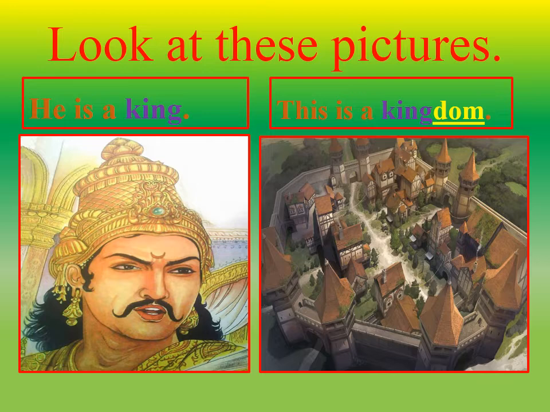Now look at these pictures. The first one says, he is a king. The second says, this is a kingdom. Children, here we come across some letters which are added after the root word or main word, like king has become king plus dom, kingdom, which has changed the meaning of the root word king, meaning ruler, to kingdom, which means the territory ruled by the king. Now let us see the next picture.